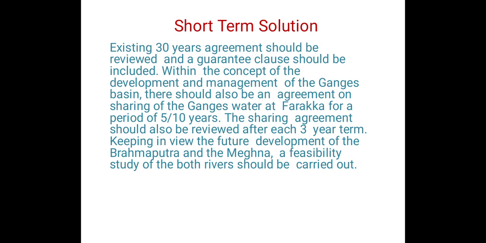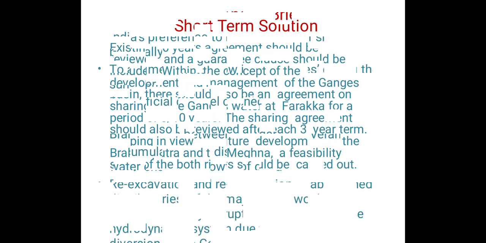Short-term situation: the existing 30-year agreement should be reviewed and a guarantee clause should be included. Within the concept of the development and management of the Ganges basin, there should also be an agreement on sharing of the Ganges water at Farakka for a period of 5 to 10 years. The sharing agreement should also be reviewed after each 3-year term, keeping in view future development of the Brahmaputra and the Meghna. A feasibility study of both rivers should be carried out.